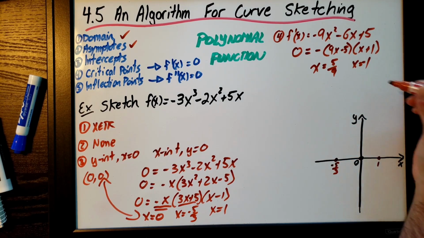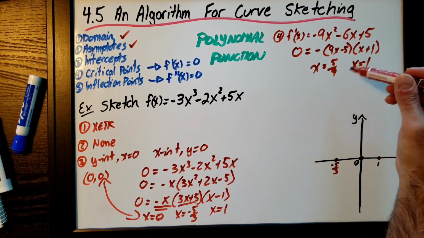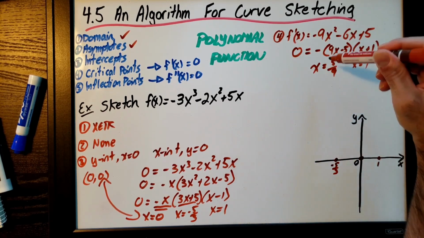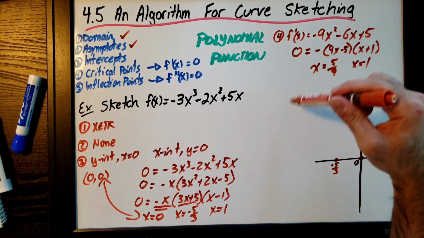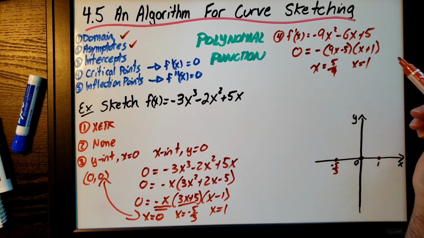So what does this tell us? These are potential maxes and mins. This is when the slope of the tangent on this graph is 0. So this is a turning point this way or a turning point this way. Or it could not even be a turning point if it's a cubic function. Okay, so x equals 5 over 9 and x equals negative 1.